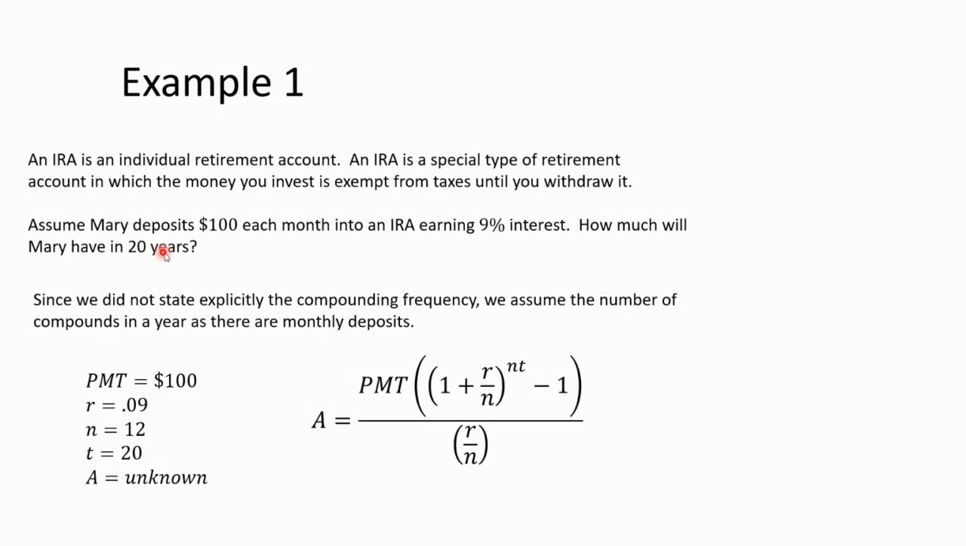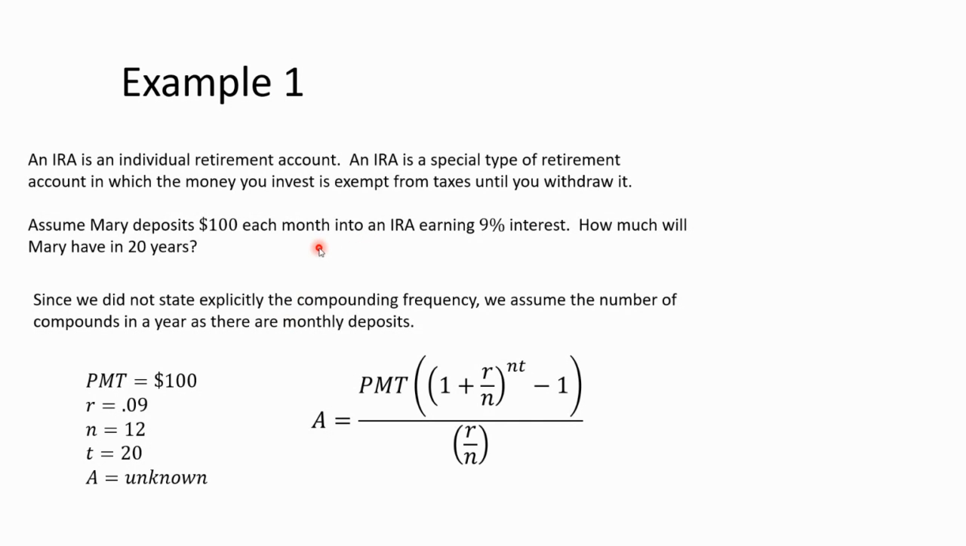So let's suppose someone deposits $100 each month into an IRA. And it's earning 9% interest. So in other words, this is our APR. I probably should have said annual, but I think that's kind of implied. How much is she going to have in 20 years? So again, she's making deposits each month, many deposits. Not to mention it's an IRA, which I just said is a savings annuity.